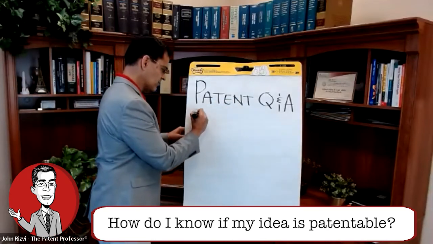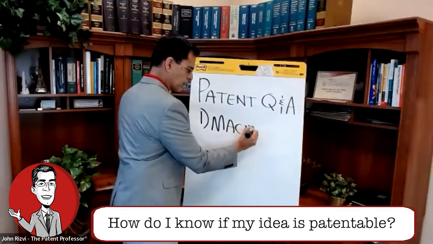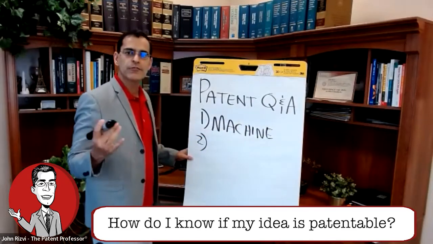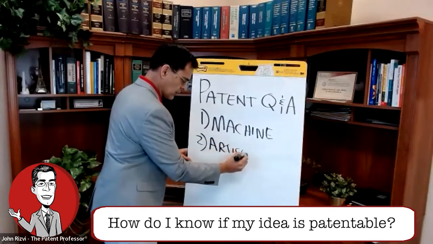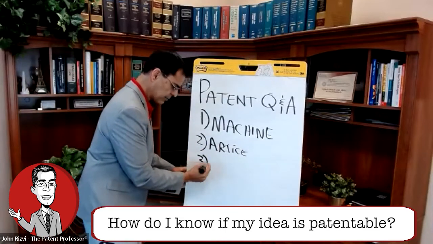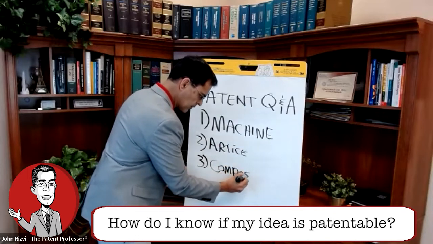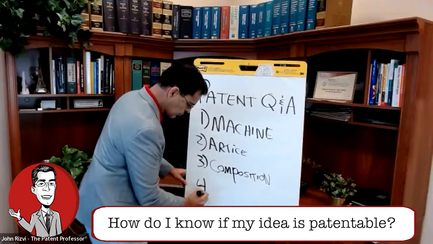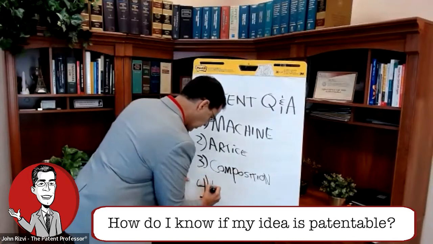So the 4 categories, the first one is a machine. Second is an article of manufacture. And I'll just stop with article, but Gabby should have that in the chat room. The third category is a composition of matter. And then finally, and this is one that's getting a lot of traction and a lot of interest these days, that's a process, also a method.